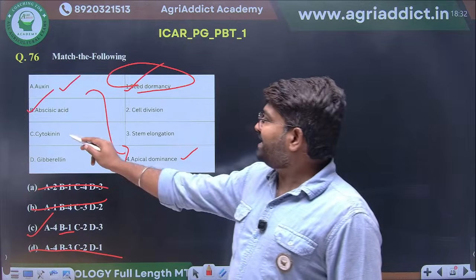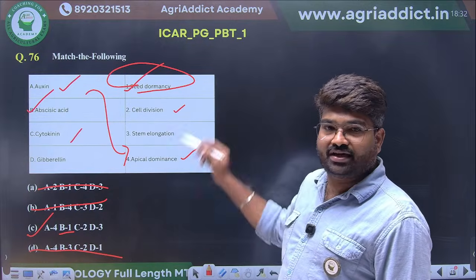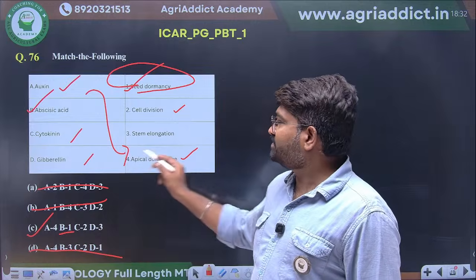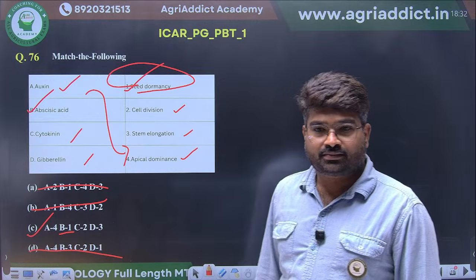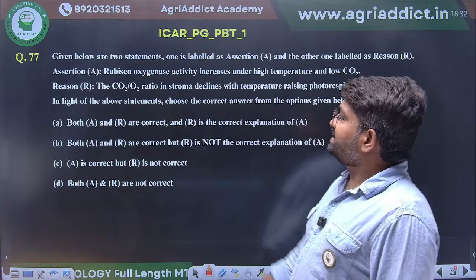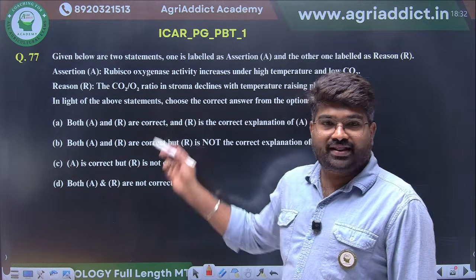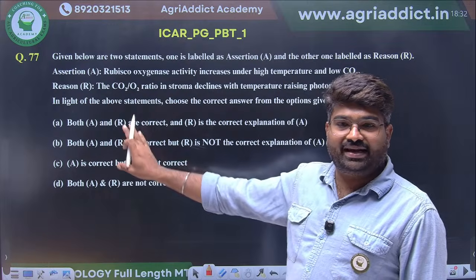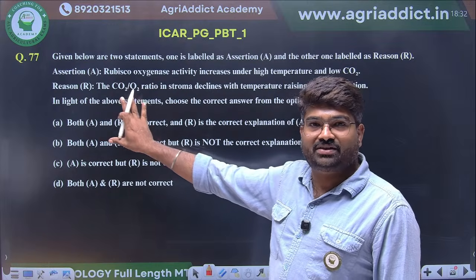Then cytokinin, that we know for cell division it will be there. And gibberellins will be involved in stem elongation. This is right. Okay, students. This is about Rubisco only. They are asking again the same question. This will be like similar model only. So I am just skipping this question.